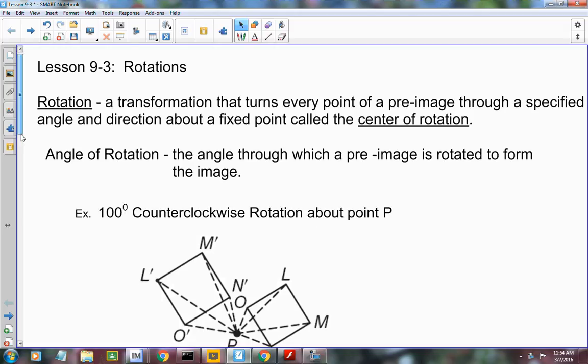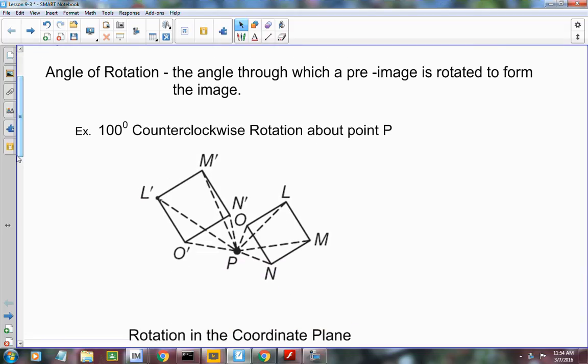I've got a picture of kind of what one looks like. It's a little bit distorted, so bear with me on that. But we're going to rotate this pre-image to this image. And we're going to rotate about this point of rotation, okay? And we're going to go 100 degrees counterclockwise about that point P, okay?